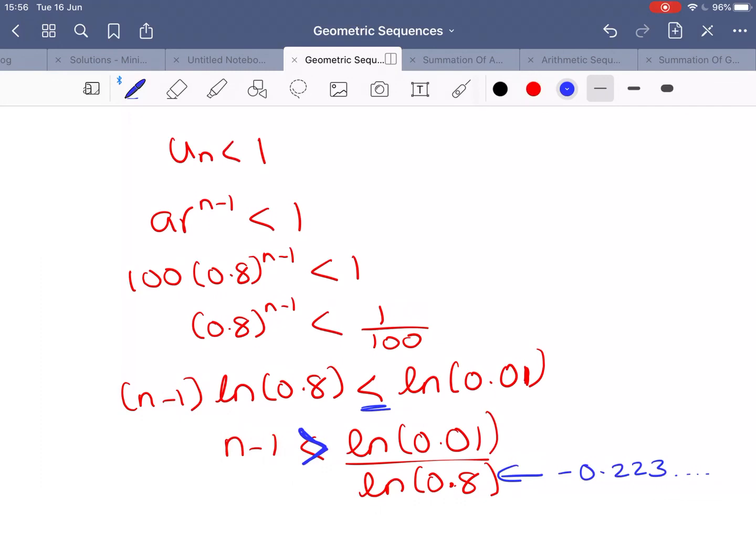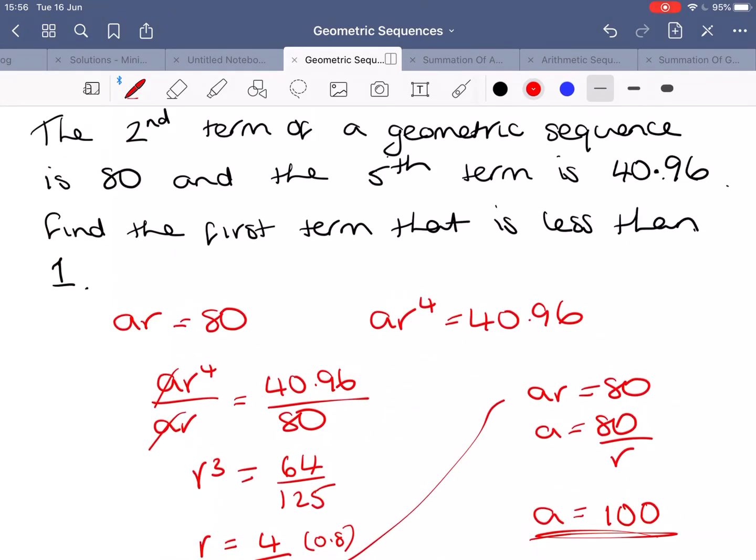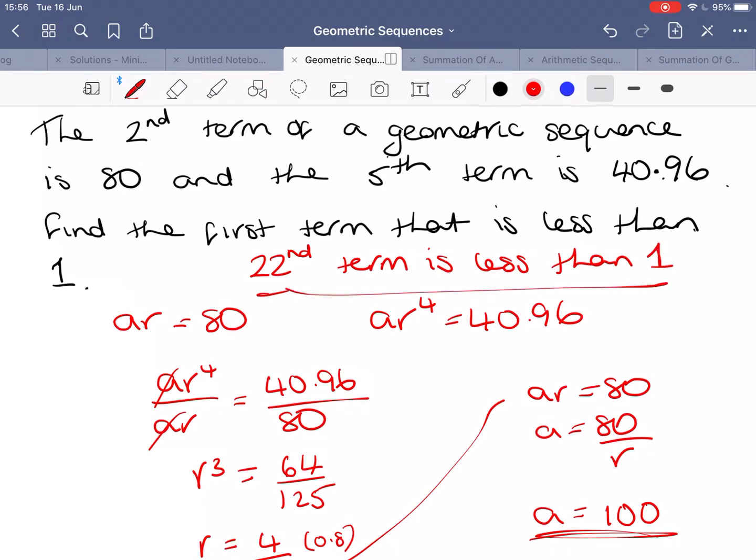So what we end up with is n is greater than the logarithm of 0.01 divided by the logarithm of 0.8, and then I add 1 to my answer, I get 21.6. So that means my n must have been 22. So it's the 22nd term. The answer is the 22nd term is less than 1. So that's the answer to the question.